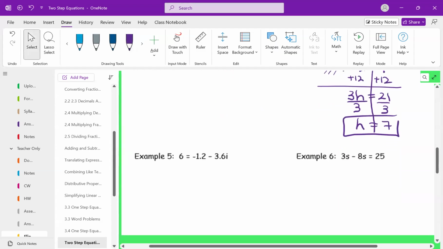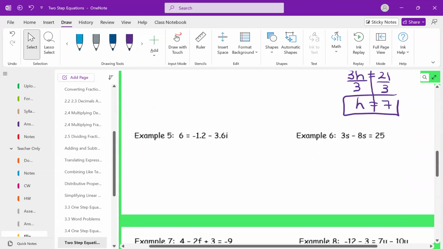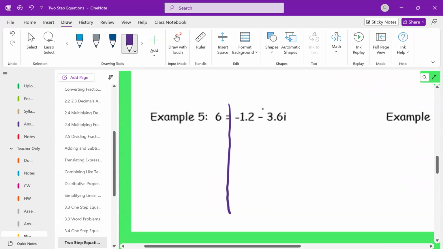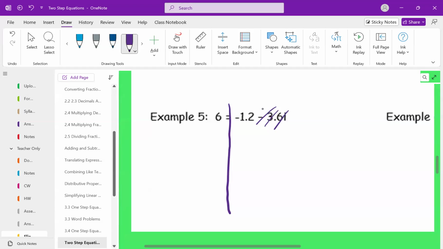All right. Let's take a look at example 5. So on example 5, we have our line down our equal sign. And nothing changes just because we have decimals. Cover up the variable term. What do we have to get rid of? The constant, negative 1 and 2/10. So the inverse, we're going to add 1 and 2/10 to both sides.